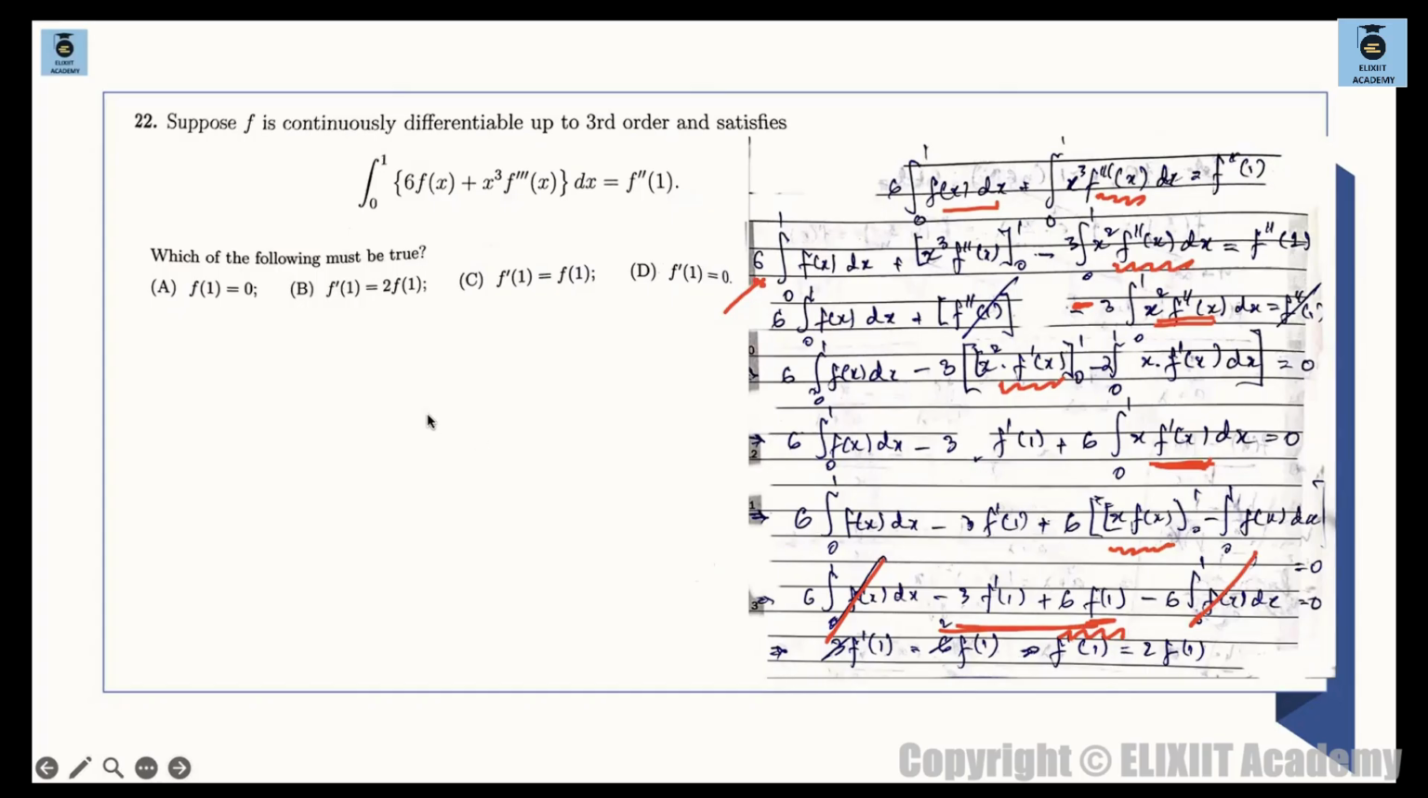So what is remaining? 3 into f dash of 1. देख लो, 6 into f of 1. And right hand side will be having 3 times of f dash of 1. तो बस यहाँ से simplify हो गया. So f dash of 1 will be what? F dash of 1 will be 2 times of f of 1. So option B must be correct.